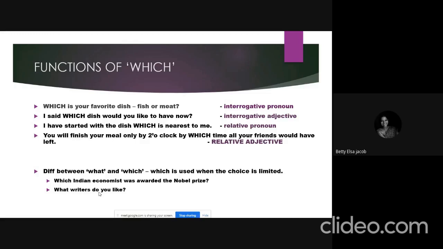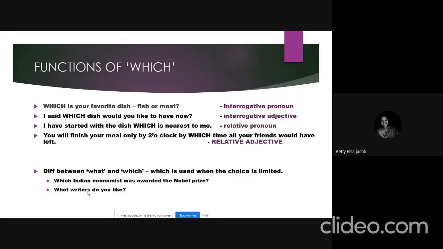Now, I would like you to identify the function of which and what in these two sentences. The first sentence, which Indian economist was awarded the Nobel Prize? How do we understand that? There is a question mark, so it's a question, and so it is interrogative. And is it a pronoun or an adjective? How do we understand that? Which is immediately followed by a noun, so it's definitely an adjective. So which performs the function of an interrogative adjective in the first one.